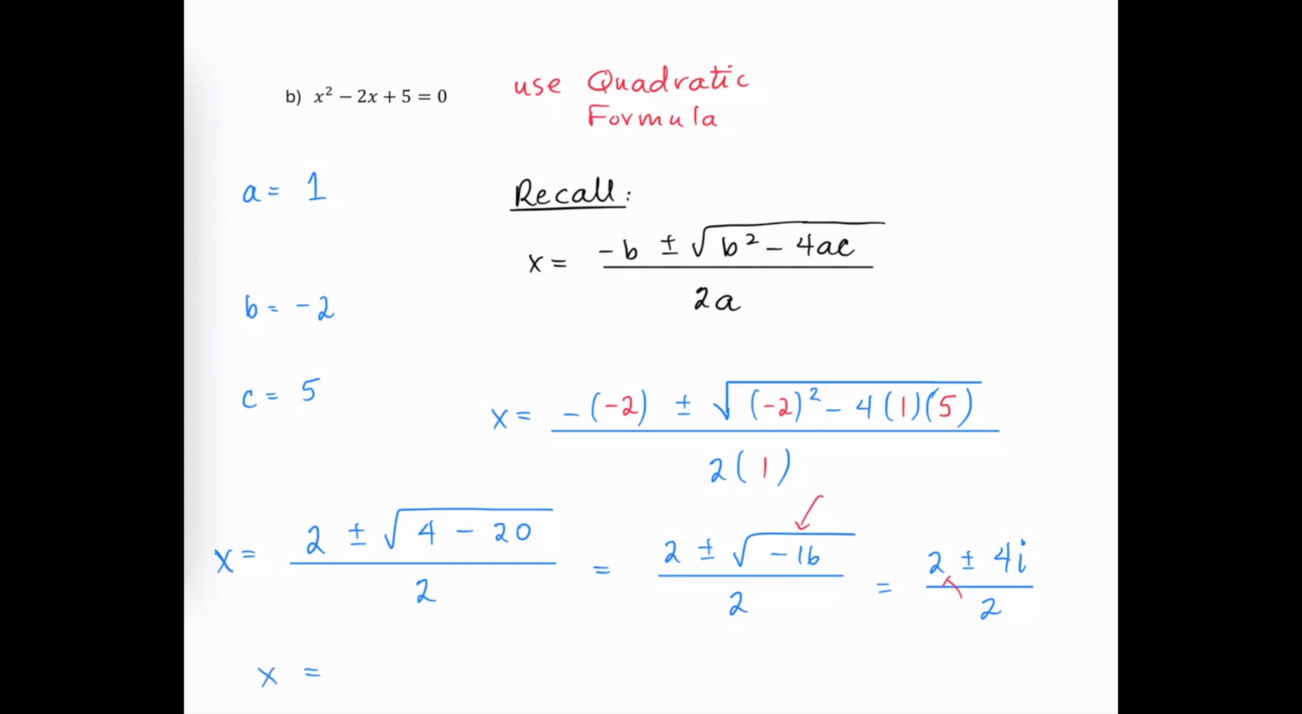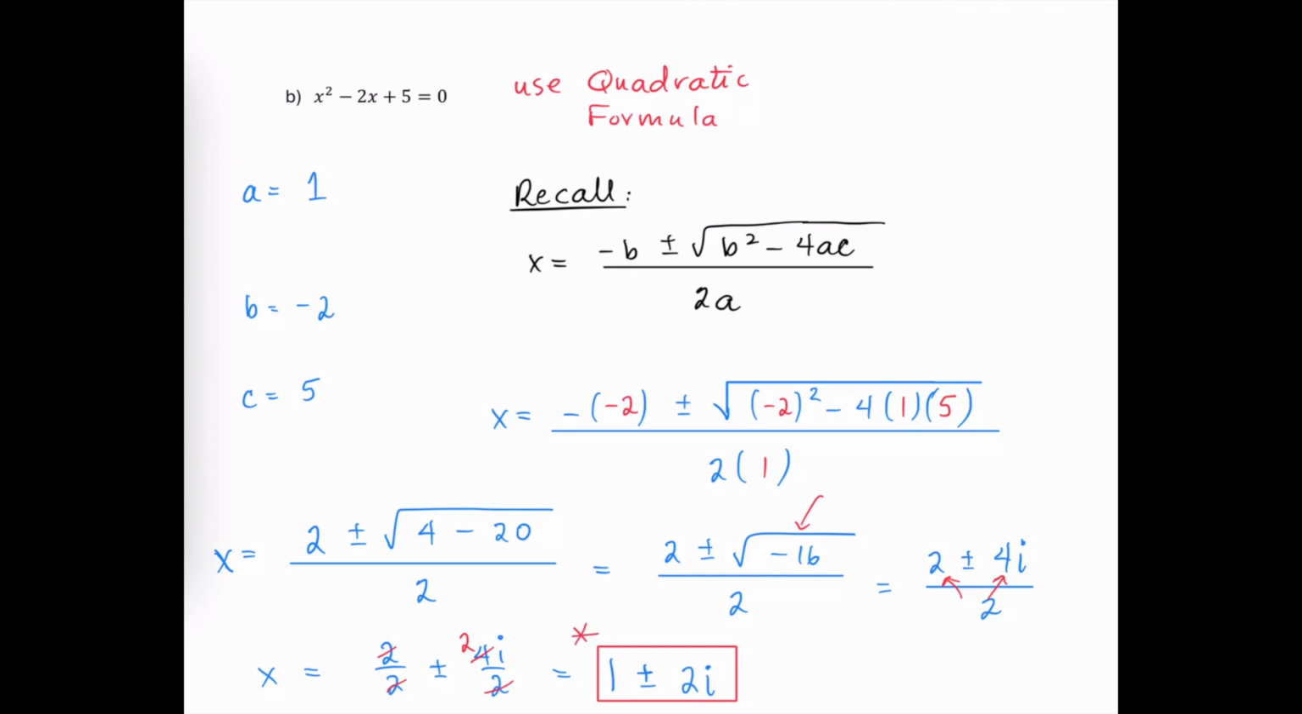Let's split this numerator, giving each of those numerator quantities a denominator of 2. So we have 2 divided by 2 plus or minus 4i divided by 2. And from here we can simplify. 2 divided by 2 is positive 1. Plus or minus, 2 divides evenly into 4, leaving positive 2. So this gives us plus or minus 2i. Our complex solution is now in standard form.